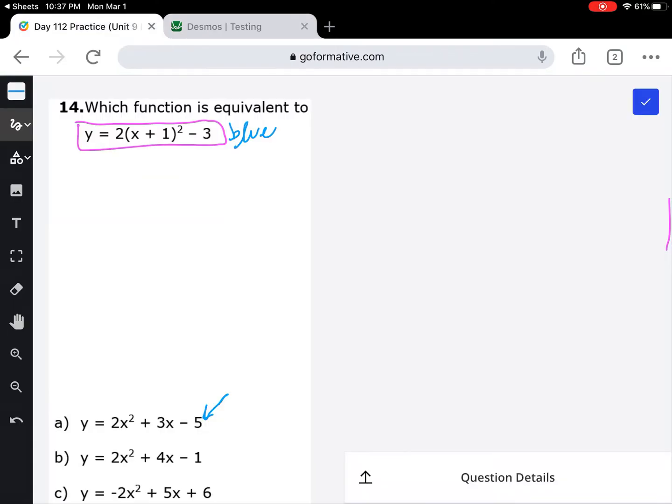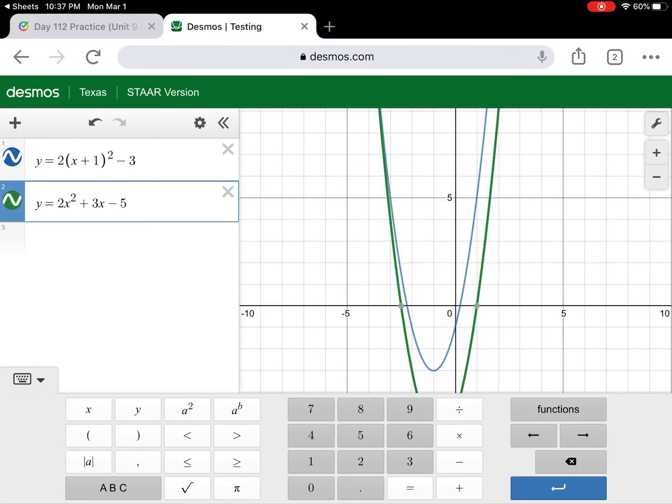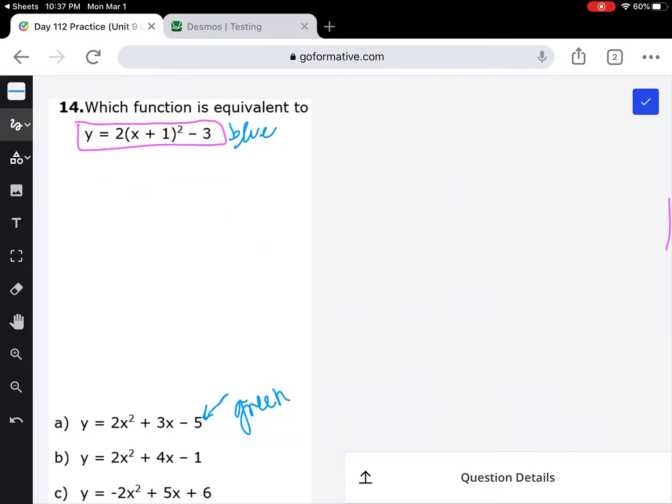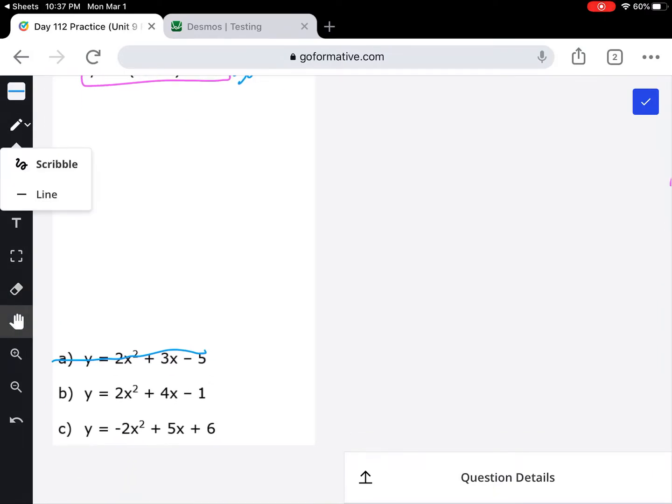Okay, green graph. Does the green graph match the blue graph? So it shows up in green. That green graph is not the same as the blue graph. So the correct answer is not A, because that green graph did not match the blue graph.